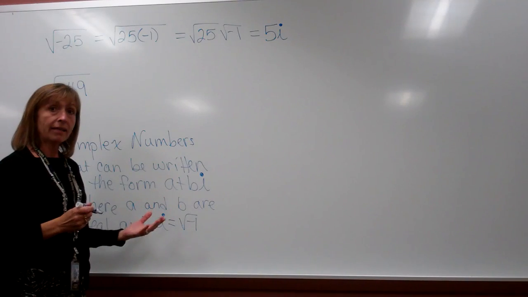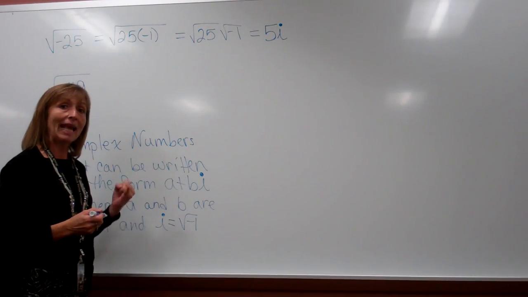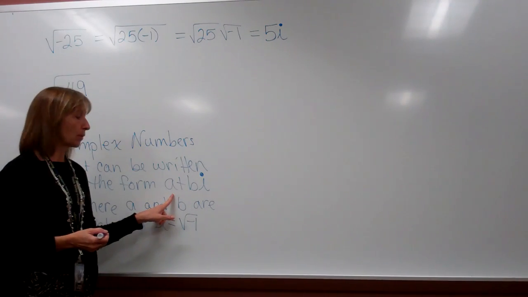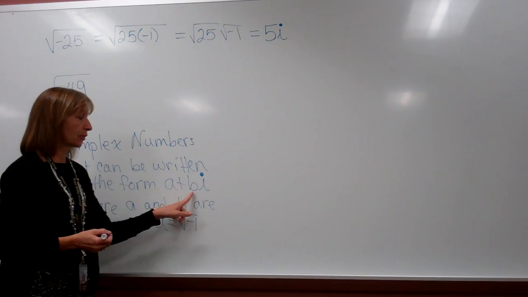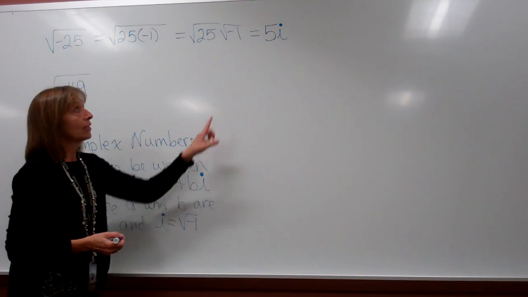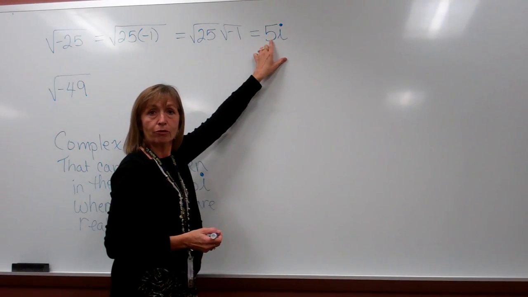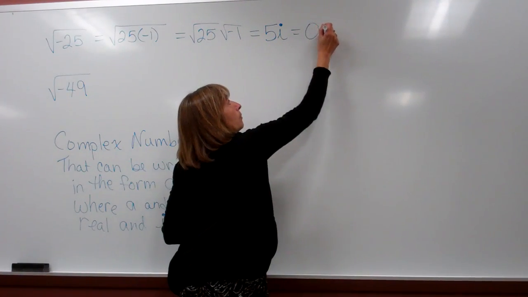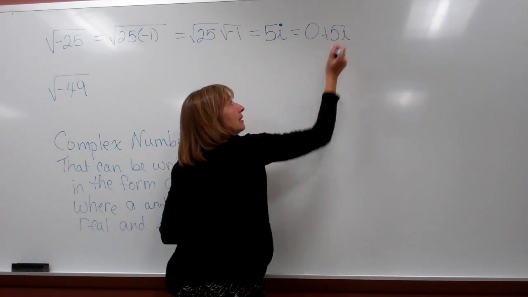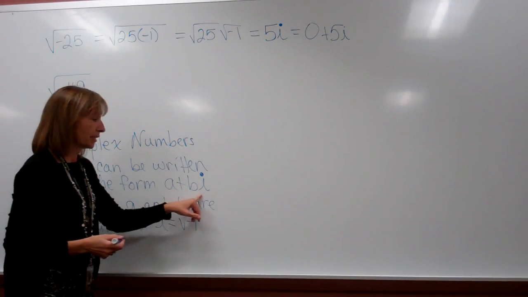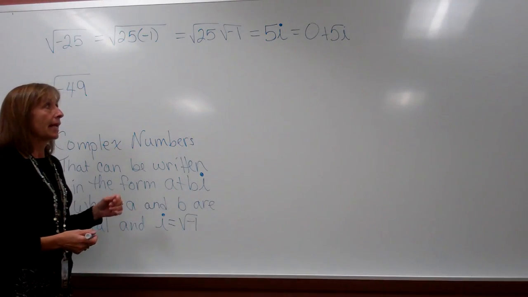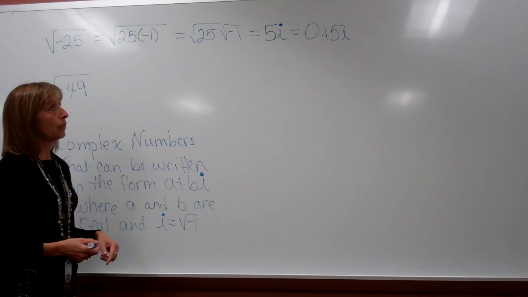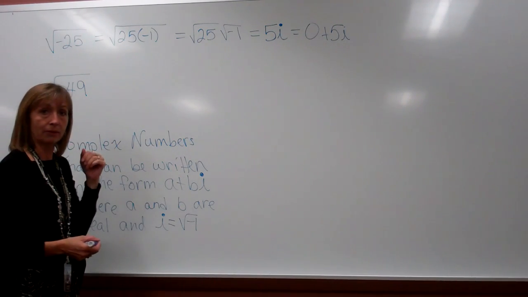Now we normally write that, but if it says to write your answer in a plus bi form, we want it as a number without an i factor after it, plus the coefficient in front of the i. So here with our 5i, we have our coefficient in front of our i, so we could write this as 0 plus 5i. It's a number that we can write in a plus bi form, where our a and b are real, and our i is equal to the square root of negative 1. So that is a complex number.